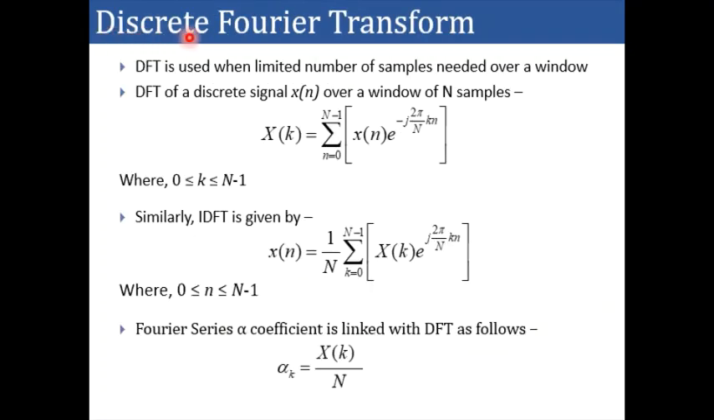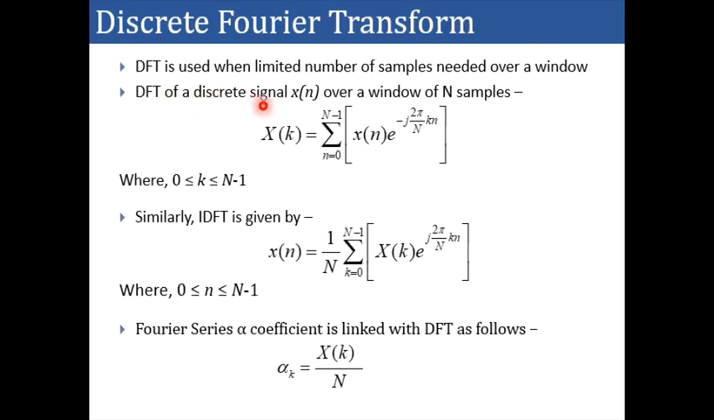In the discrete space, how do we define the discrete Fourier transform? Discrete Fourier transform will be utilized in phasor estimation, because we are getting samples at a regular interval. That is, we are getting samples in a discrete form. So we will utilize the discrete Fourier transform to calculate the phasor. Now, DFT is used when a limited number of samples is needed over a window.